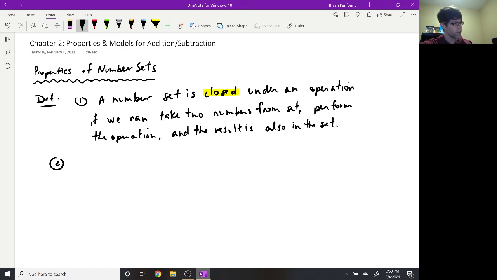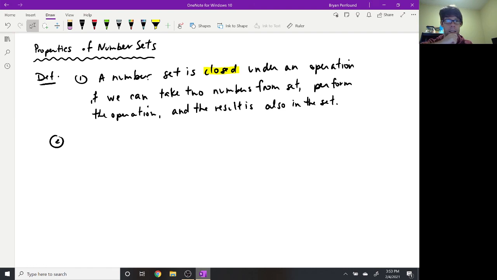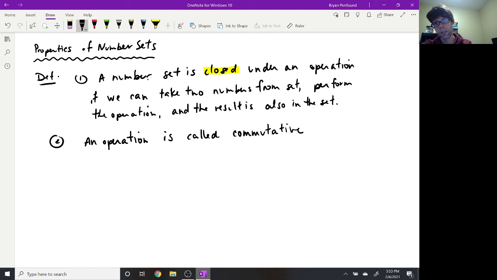The next two properties deal with brackets and how we're allowed to move numbers around. So we need an operation and we need a set to work with. And the term that we want to define in this case is the term commutative.